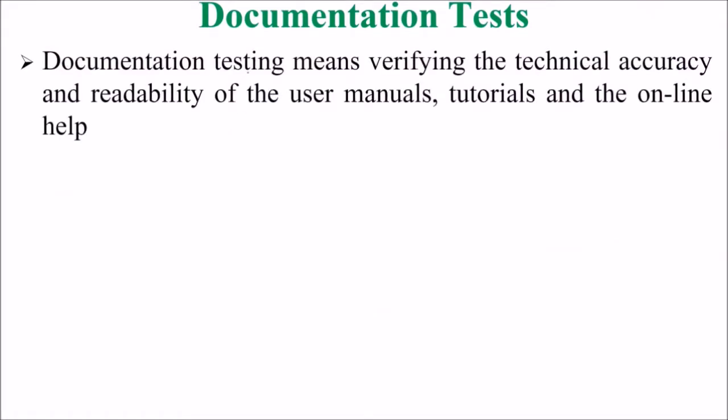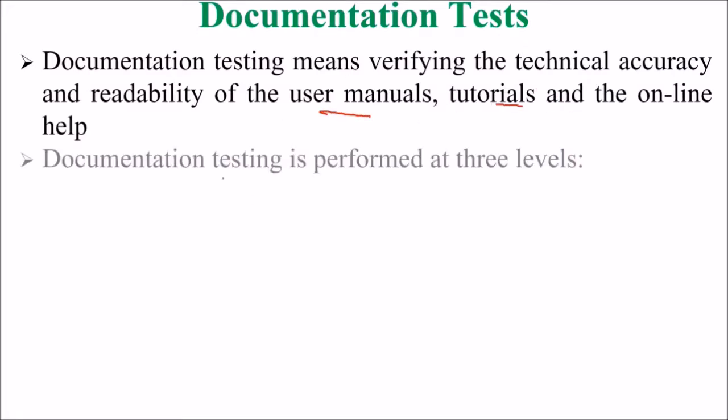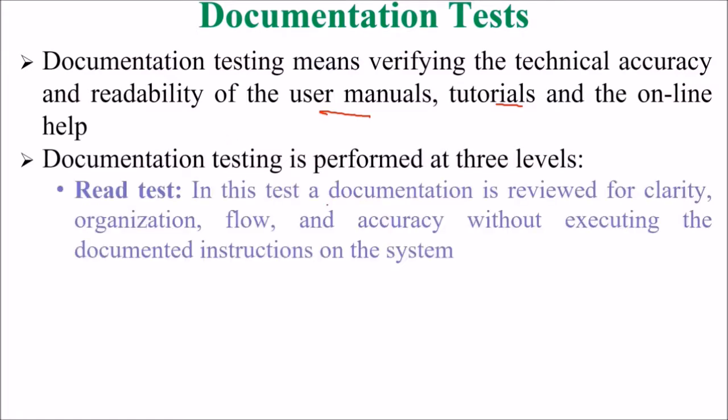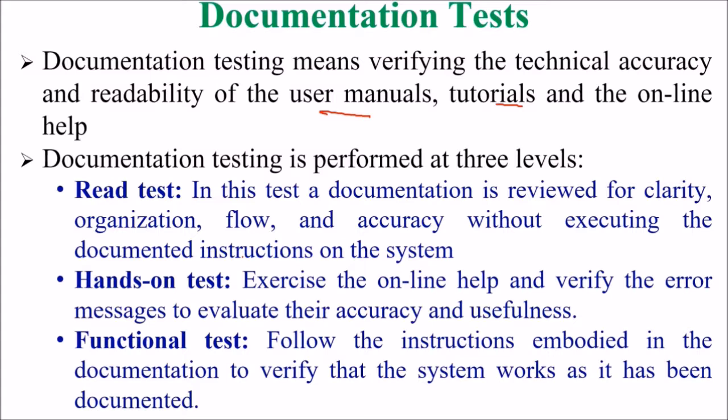Then comes the documentation test. Documentation testing means verifying the technical accuracy and readability of user manuals, tutorials, and online help. It is performed at 3 levels: read test, hands-on test, and functional test. Read test: the documentation is reviewed for clarity, organization, flow, and accuracy without executing the documented instructions of the system. Hands-on test exercises the online help and verifies the error messages to evaluate their accuracy and usefulness. Then the functional test: follow the instructions embodied in the documentation to verify that the system works as it has been documented.